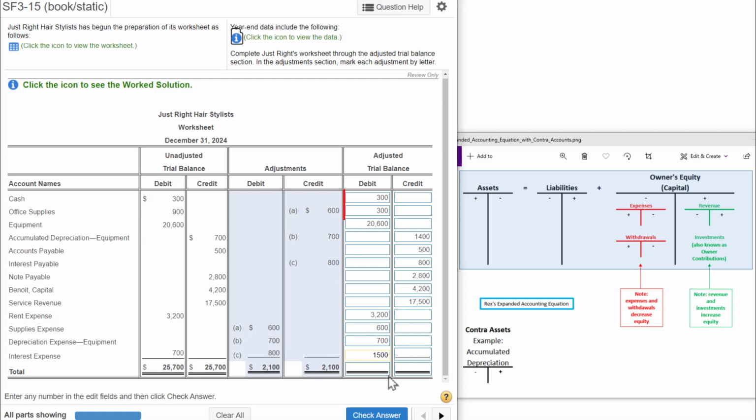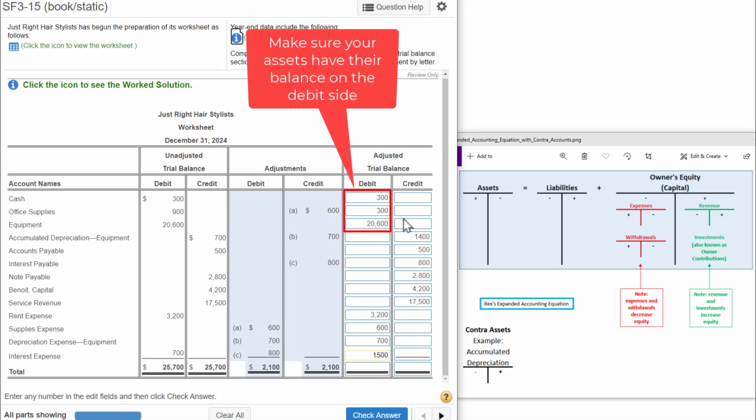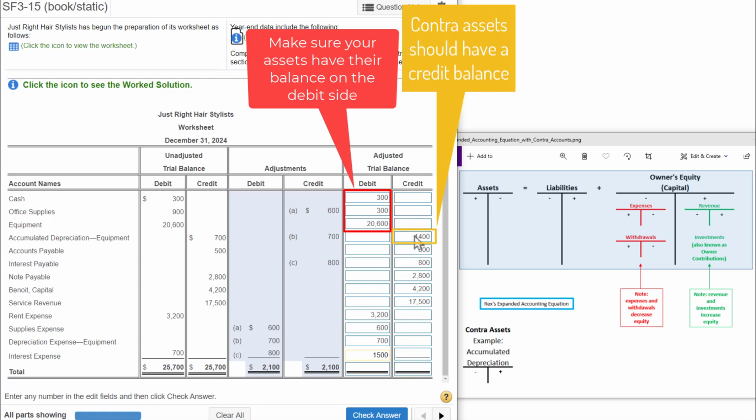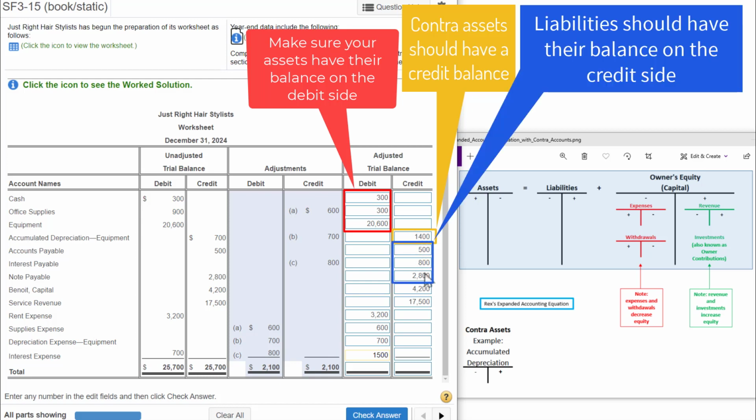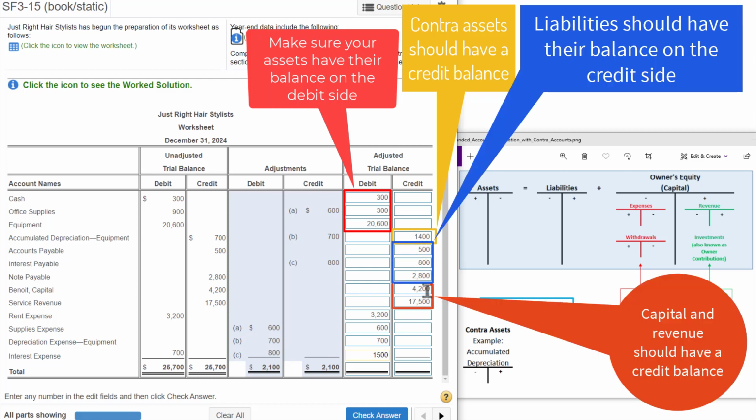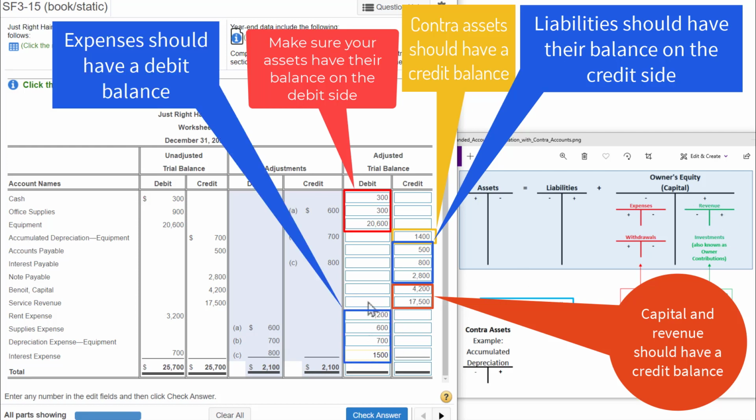Close that. Now double check that our balances are on the correct side. Assets should have a balance on the debit side. Contra asset, accumulated depreciation, should have a credit balance. Same with liabilities. Got 3 liabilities. Capital and revenue also have a credit balance. And if you forgot what side the balances should be on, look at your accounting equation over here. Which side is the normal balance side? It's always the plus side. And then our expenses always have a balance on the left side.